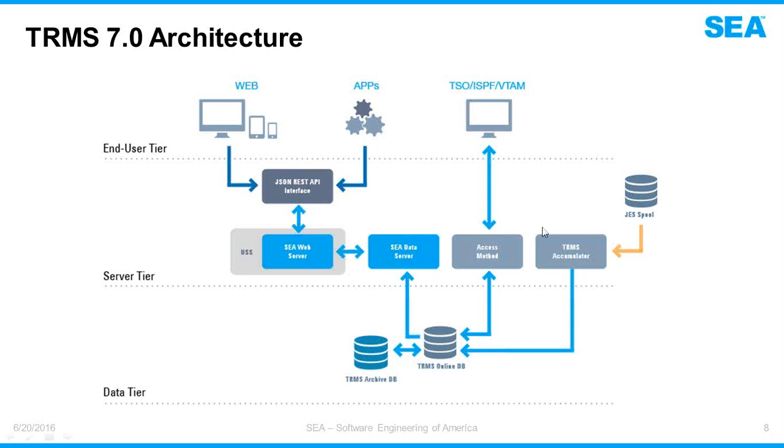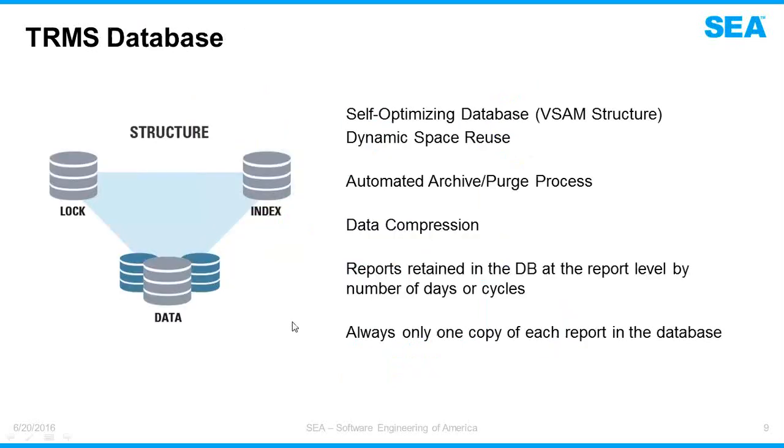The second tier, the server tier, was where we have our SEA web server, or it could also be an IBM HTTP server, depending on what your desires are. Works either way. That web server then interfaces with the SEA data server to access the third tier, the data tier, which is the database itself, the online database and the archive database, and goes back through, presents the requested information to the end user as was requested.